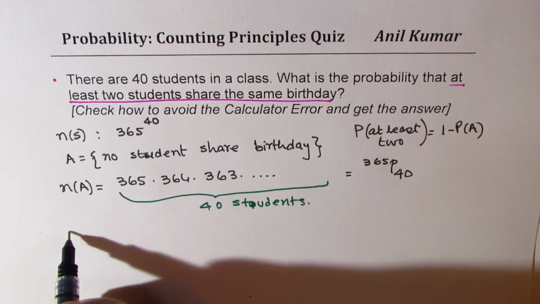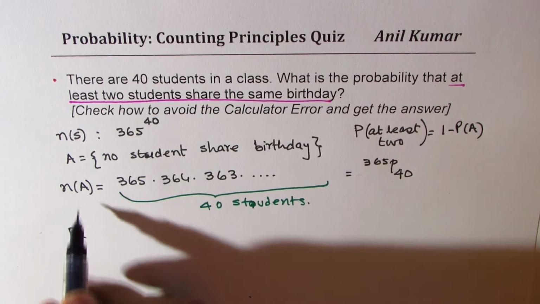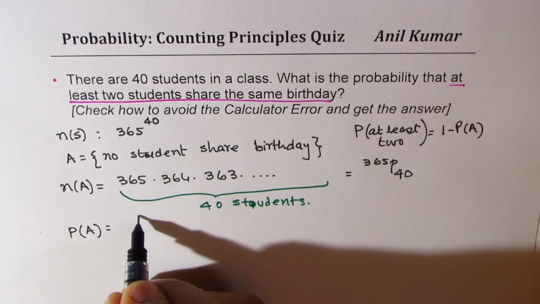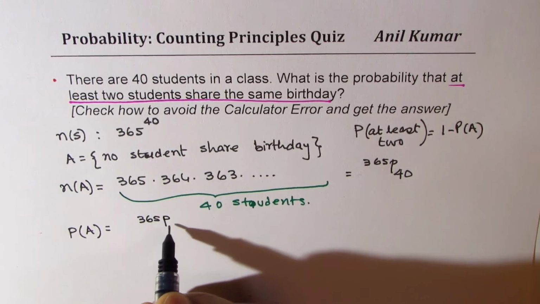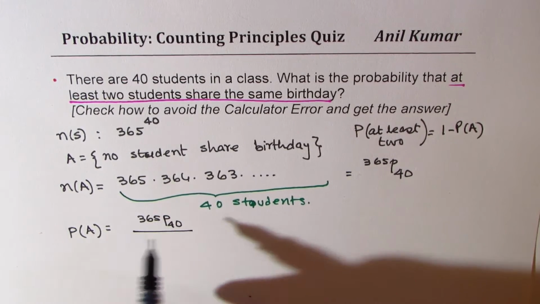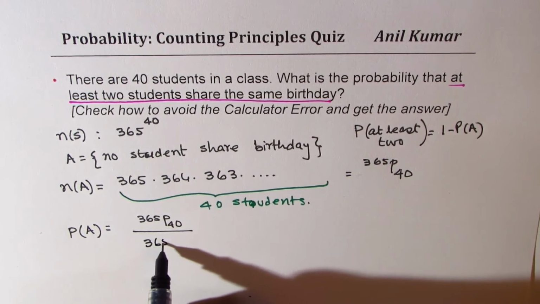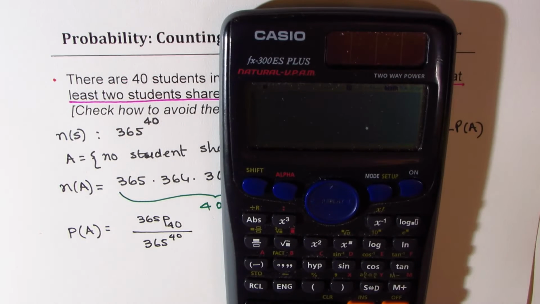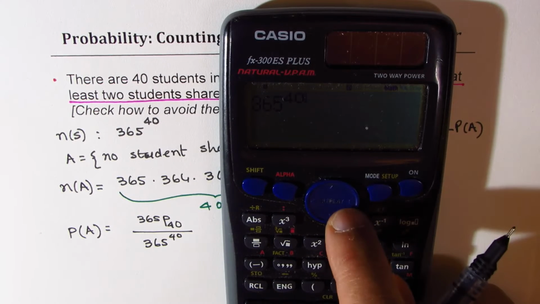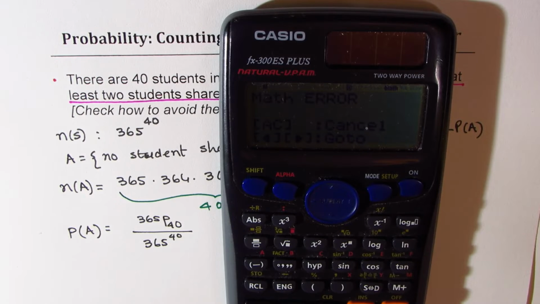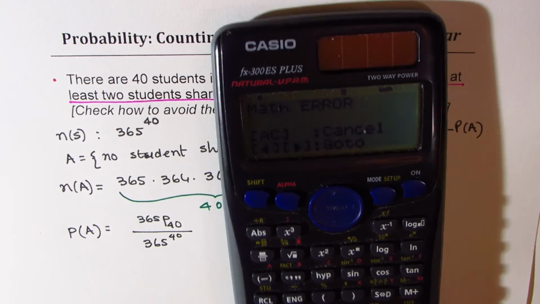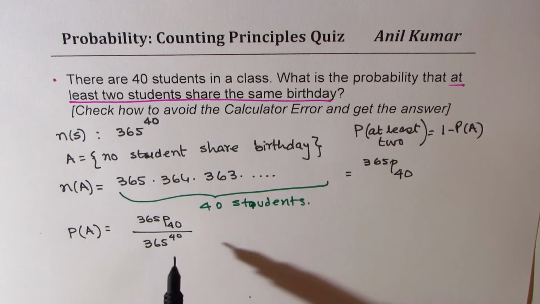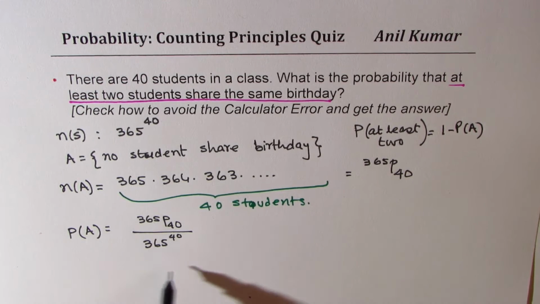And therefore, the probability for A, which is unique birthdays, will be 365 P 40, which is n of A, divided by n of S, which is 365 to the power of 40. Now the problem here is that as soon as I do 365 to the power of 40 and calculate, I get math error, right? So I cannot really calculate this answer. So that's a huge problem. How do I do that, right? So what we are left with is to simplify this portion.